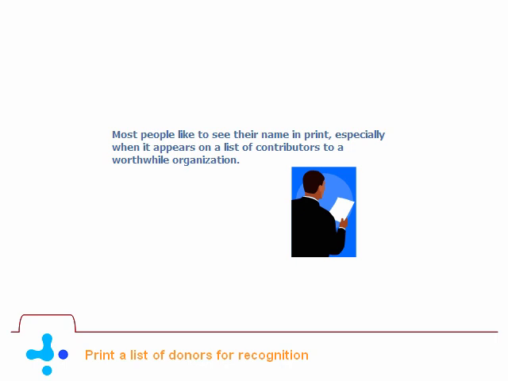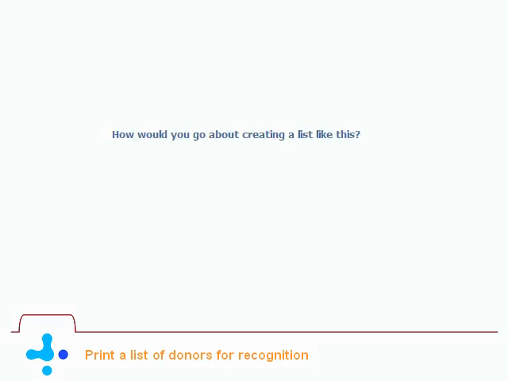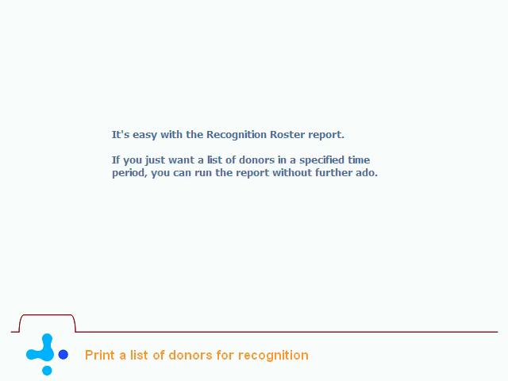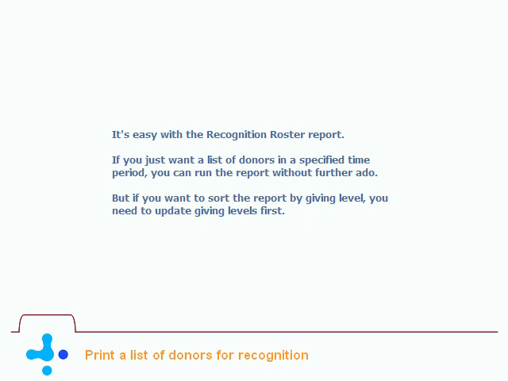Most people like to see their name in print, especially when it appears on a list of contributors to a worthwhile organization. How would you go about creating a list like this? It's easy with a recognition roster report. If you just want a list of donors in a specified time period, you can run the report without further ado. But if you want to sort the report by giving level, you need to update giving levels first.